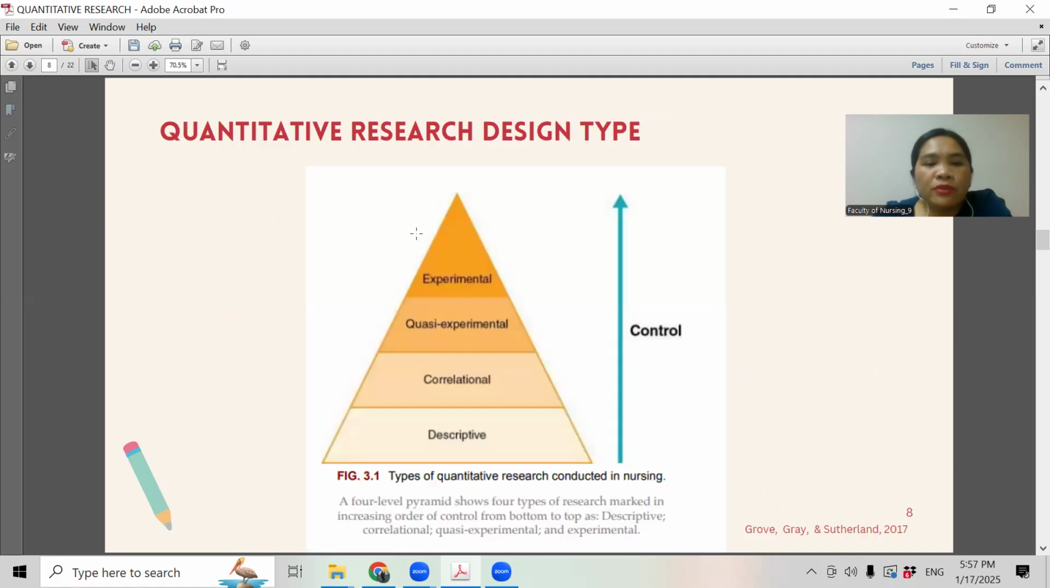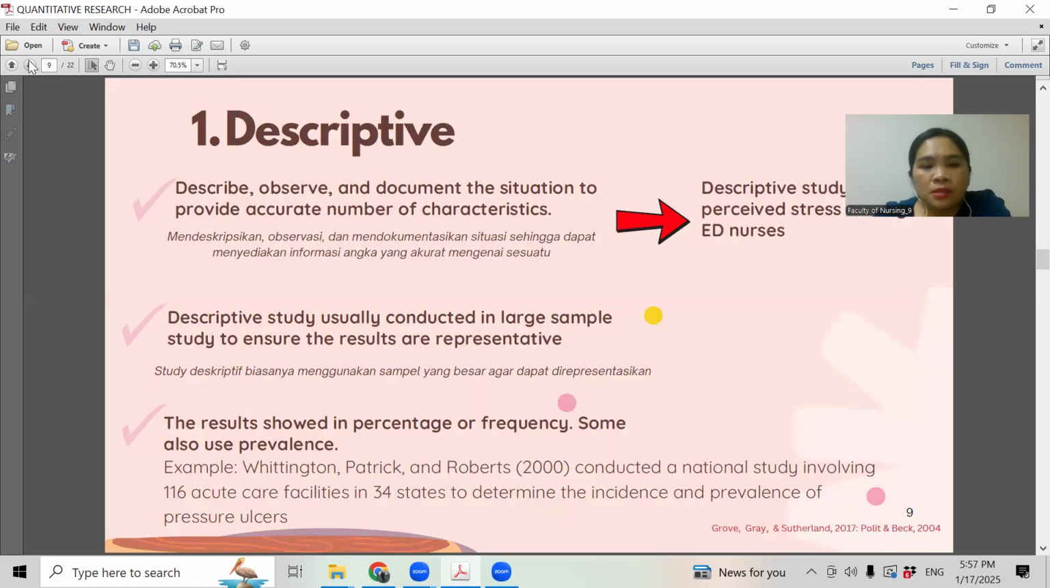So we have several types of design in quantitative research. There are four, and I will explain them to you one by one. Number one is descriptive, quantitative descriptive. Usually we only describe, we only observe, and we only document the situations. And we will have the result in numbers.